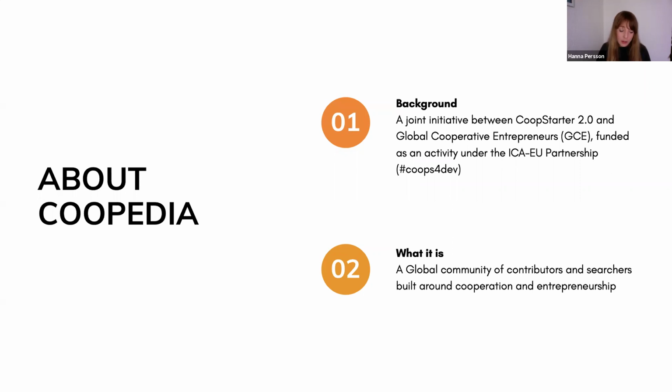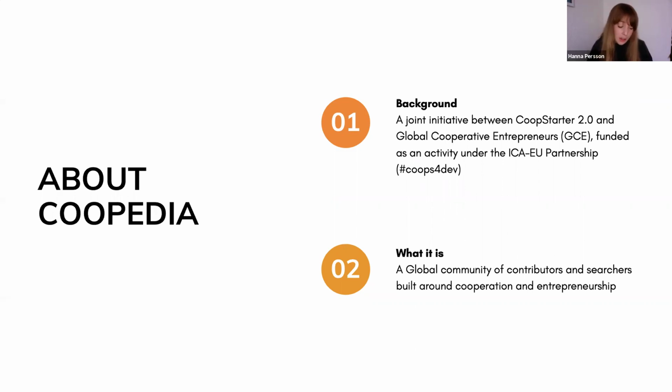Coopedia has been developed as a joint initiative between the two mentoring programs, CoopStarter 2.0 and the Global Cooperative Entrepreneurs, and it's funded as an activity under the ICA-EU partnership, Coops for Dev. Coopedia builds on the idea of a global community of two different types of actors. On the one hand, you have contributors, and this is cooperators and experts in the field of cooperative entrepreneurship. A contributor's task is to index resources on cooperative entrepreneurship and to peer review resources indexed by other contributors as a way to ensure that our indexed resources are relevant.